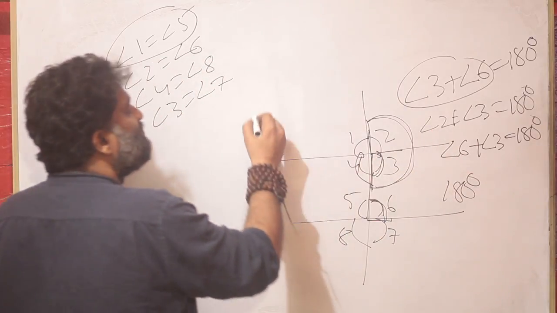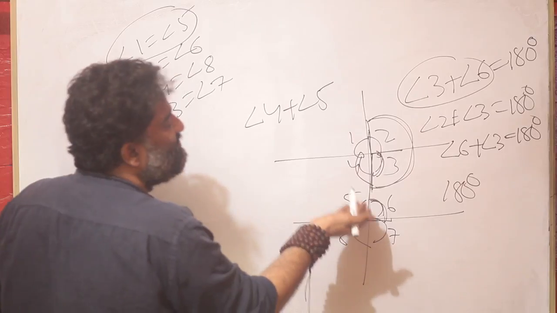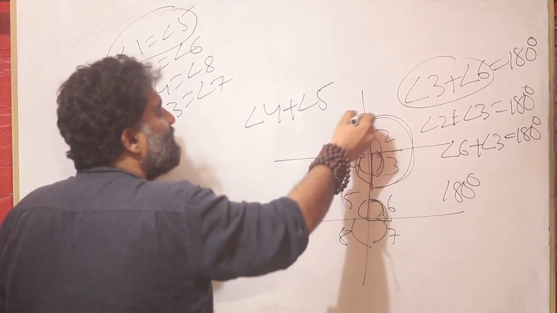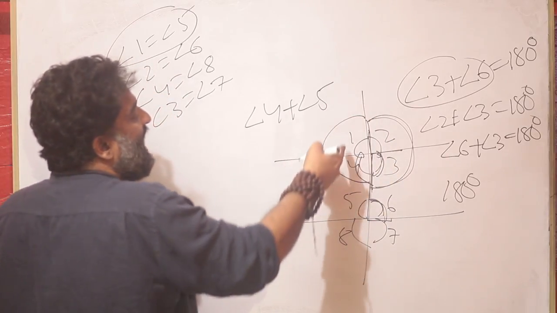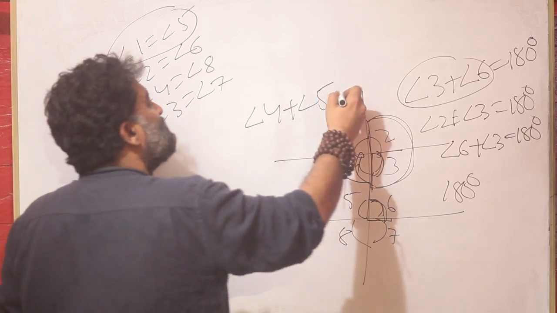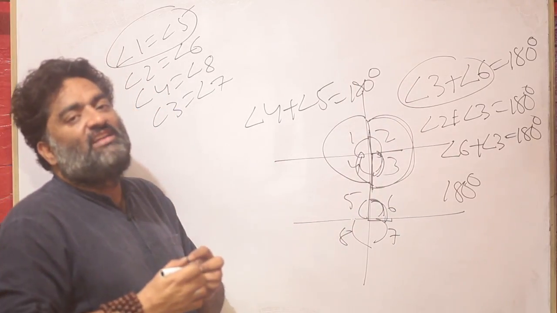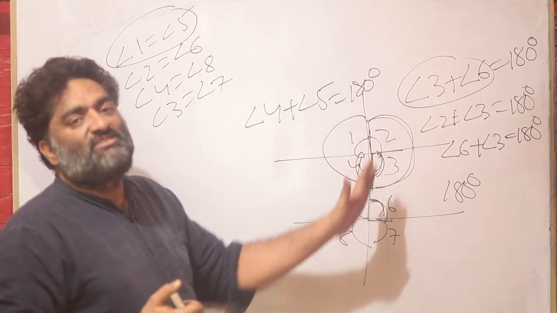Can the same result be proven for angle 4 plus angle 5? Yes, it can be, using very much the same process. Angle 1 plus angle 4 is going to be 180 degree. Instead of angle 1 I'll write angle 5 and I'll get angle 5 plus angle 4 is also going to be 180 degree. So that's it. That covers all our results when a transversal is cutting across a parallel line.